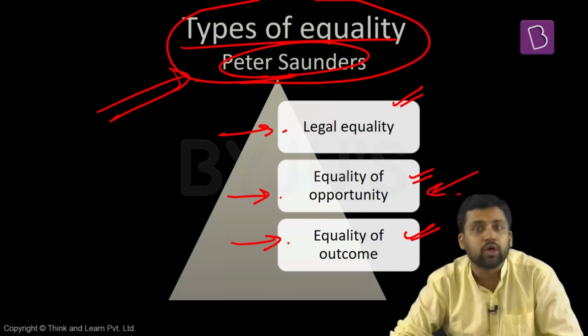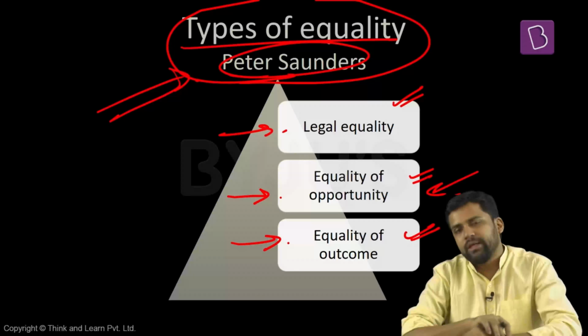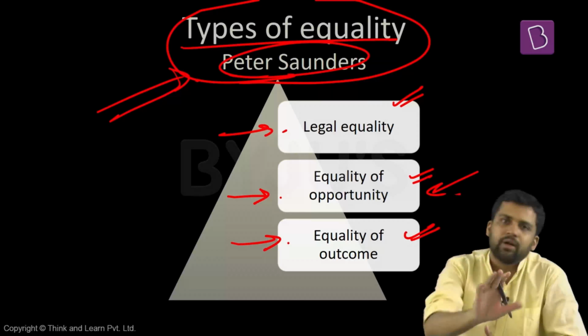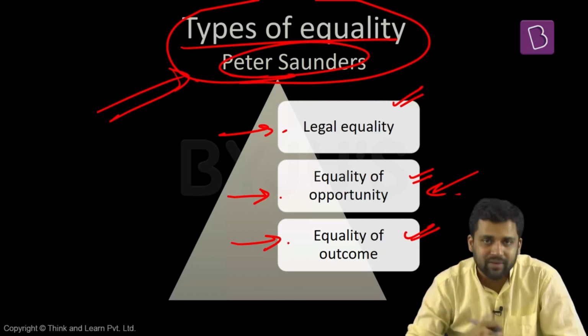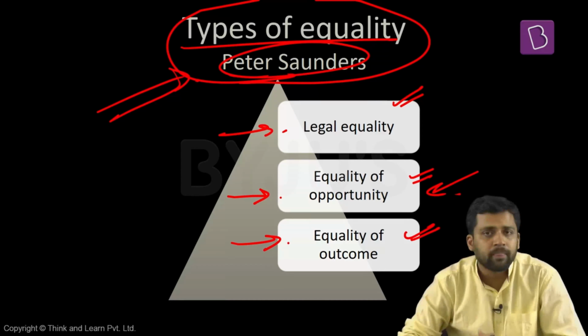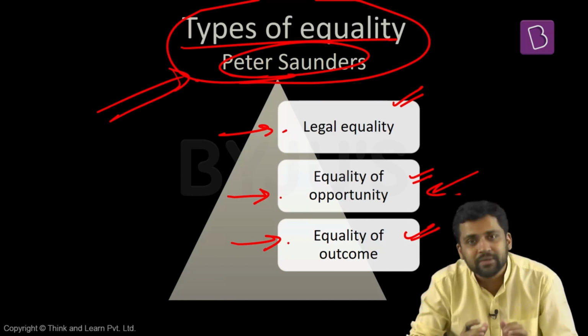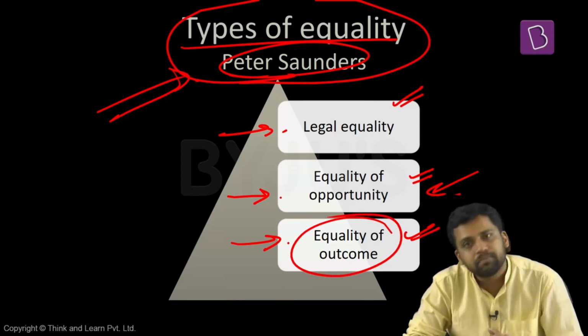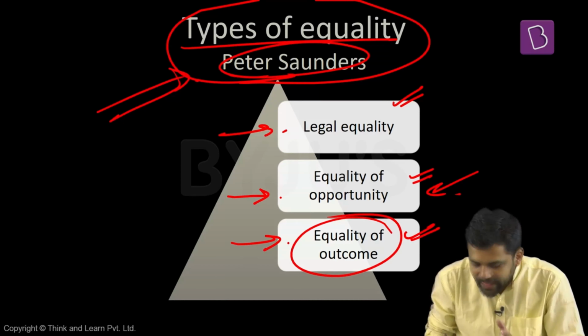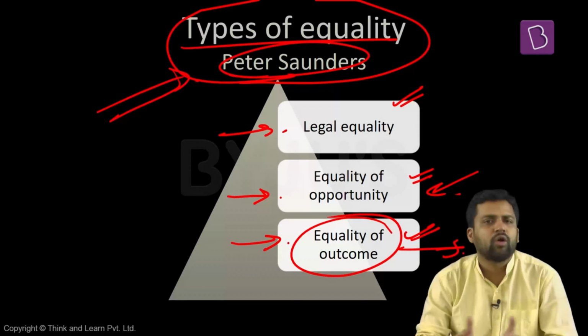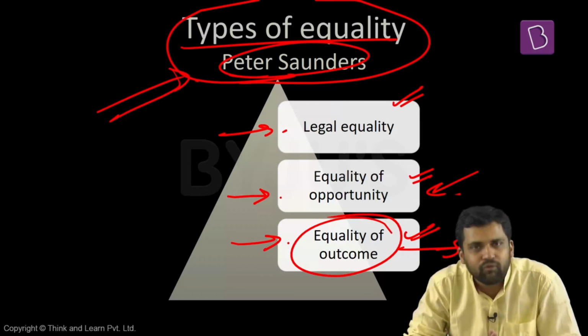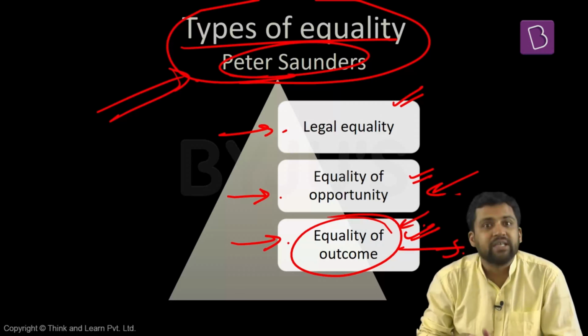The third kind of equality is equality of outcome. Now, what is the meaning of equality of outcome? Equality of outcome means, irrespective of your efforts, you will get similar rewards. Two individuals are there. One individual has put in more effort, another individual has not worked hard. But at the end of the day, if both of them are getting the same salaries, then it is equality of outcome. So sometimes it is suggested that equality of outcome should not be there, or else the society will not be innovative. No one is going to work hard. There is no incentive for any individual to work hard. So sometimes equality of outcome is criticized.